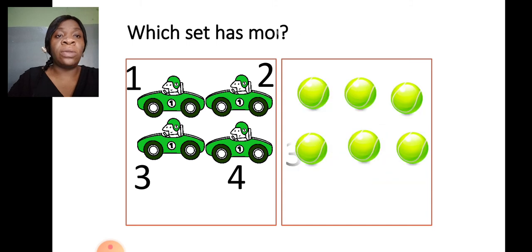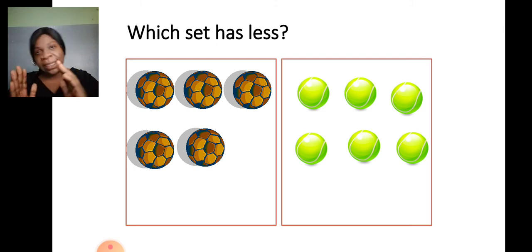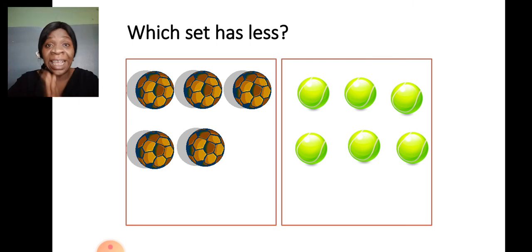Okay, let's look at another set. Which set has less? Now we're looking at less. Remember, I told you less is smaller. The set that has a smaller number is less. Which set has less? Okay, let's count.